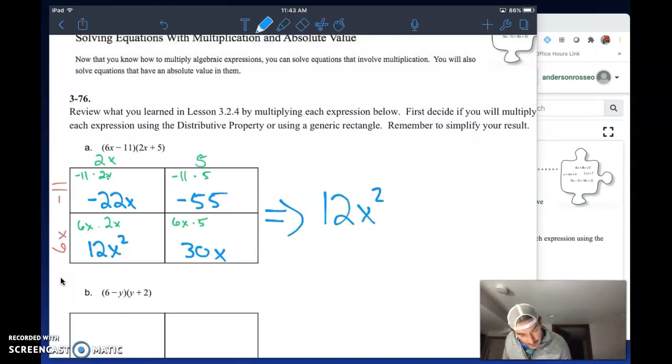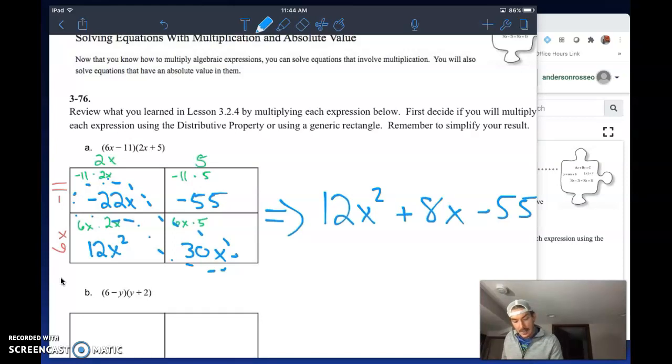But these two items here are both terms that have an x in them, so they're combinable. I've got negative 22x and 30x. They sum together to be 8x, since 30 minus 22 is 8. And then finally, nothing goes together with that negative 55, so we're just going to stick with that. Our answer is 12x squared plus 8x minus 55.